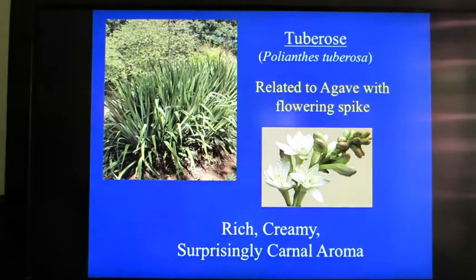Tuberose is another plant, flower blossom I want to mention. It's related to agave with this flowering spike that comes up in the middle, and the flowers are collected and steam distilled. Tuberose is very common. It's the major component in the very popular perfume Fracas. It has a rich, creamy, surprisingly carnal aroma.